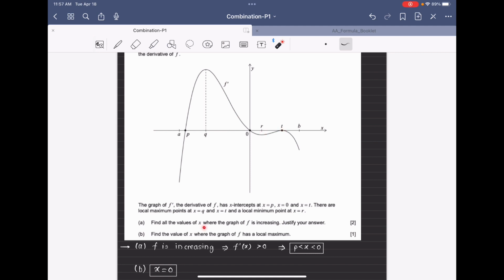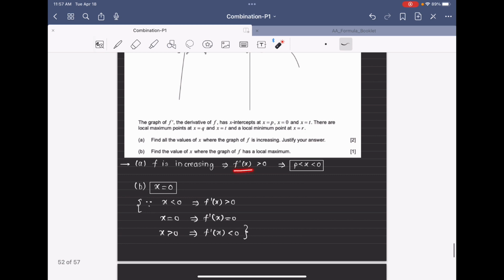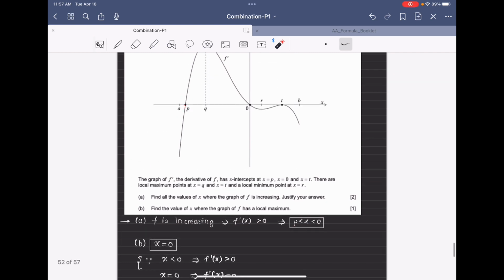Find all the values of x where the graph of f is increasing. Justify your answer. F is increasing, that means single derivative should be greater than 0. Single derivative is greater than 0, that means f dash should be positive. Positive means what? Above the x-axis, and above the x-axis I can see between p and 0 it is above the x-axis. So the answer is, since f dash x is greater than 0 for f is increasing, that means p is less than x is less than 0, because p comes first. P is less than x is less than 0.